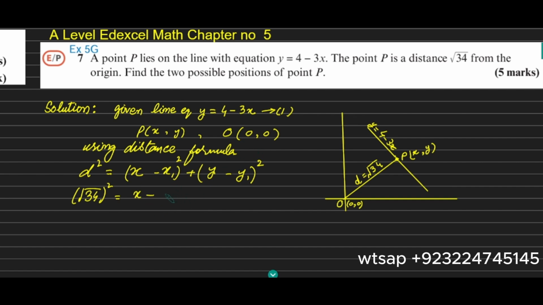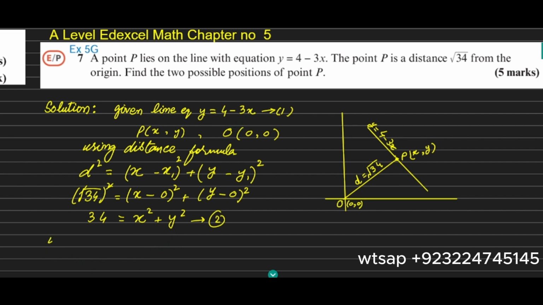Now we replace values. x1 is 0, as origin having coordinates 0, 0. We will write 0 in place of x1 and y1. We get y minus 0 square. So square will be cancelled with the square root. We will get 34 equal to x square plus y square. This is the second equation. Now we have to find the values of x and y. For this, we will use both equations, y equal to 4 minus 3x and 34 equal to x square plus y square. From equation 1, we will apply y equal to 4 minus 3x in the second equation.